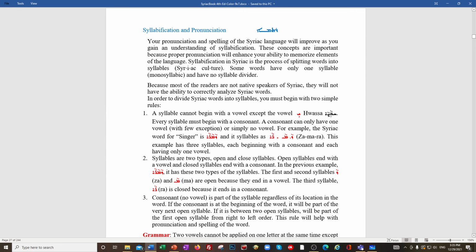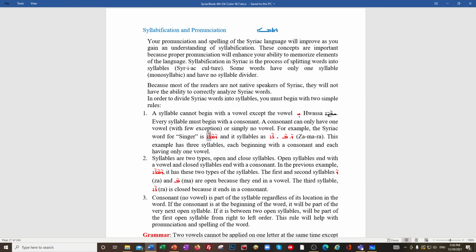So let's just see an example here. The Syriac word for singer, zamara. Look at this one here. I have, from right to left, the first one is zain and sqapa, za, and then mim and sqapa, ma, and then resh with the sqapa, ra, and then alap at the end has no vowel, and that makes it silent. That is one of the grammar points we're going to study later, in the next chapter or next video, about alap.